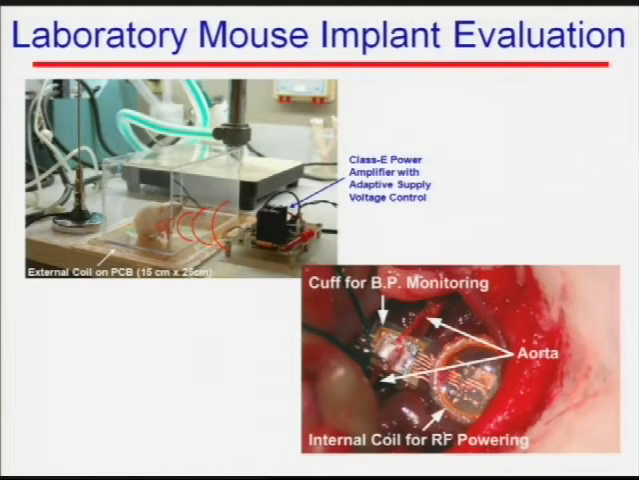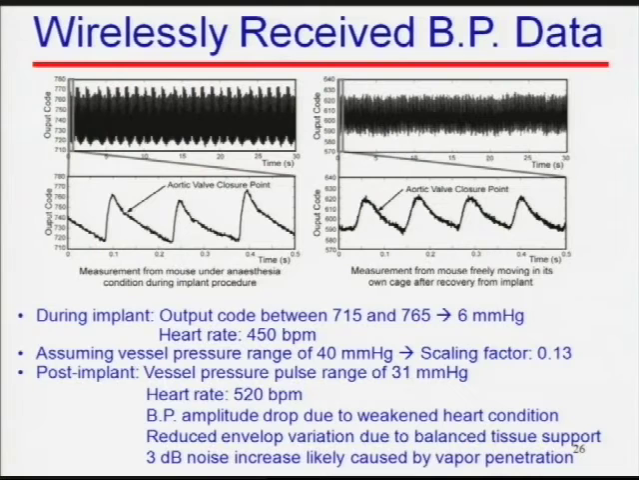I have my external power amplifier with adaptive voltage control. I can send the power in, and I also can get the digital data out. And this is the wirelessly received blood pressure data. This is done during the implant. This is done after the implant, a measurement from the mouse freely moving in its own cage after recovering from the implant.